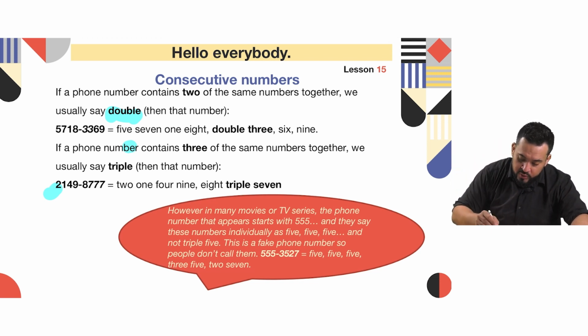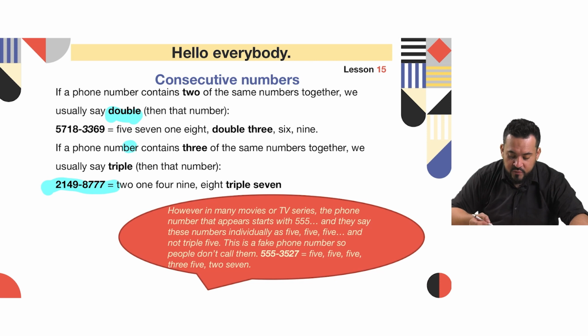All right. If you have three of the same number, we normally say "triple." Okay. So, take a look at this number. How do you say this number? You say 2149-8777.